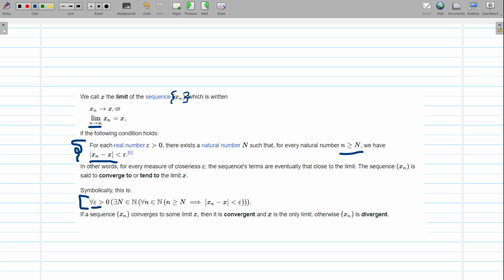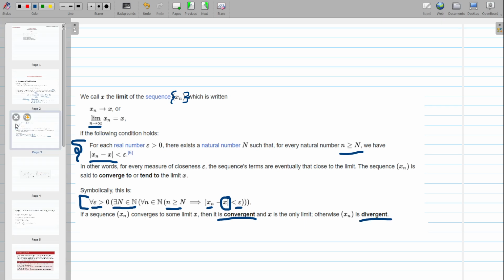So for some positive number epsilon, we can find some natural number n, and then if we go beyond this natural number n, the sequence x sub n is going to approximate this real number x. This real number is the limit of the sequence to within epsilon. If such a number exists, then we say the sequence is convergent. Otherwise, the sequence is divergent, right?